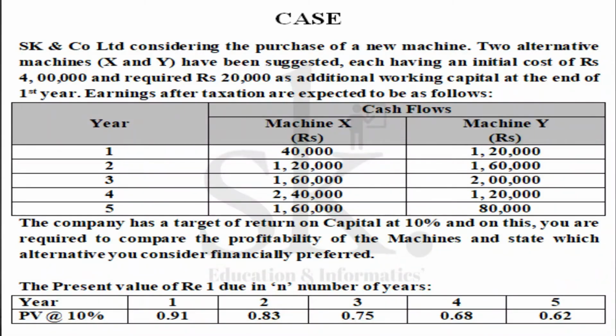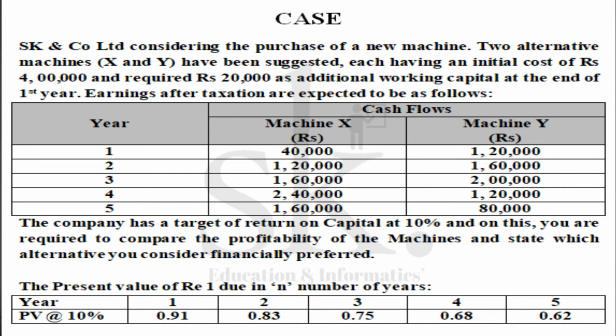Now in this particular problem it says that SK Company Limited is considering the purchase of a new machine. There are two alternatives, machine X and machine Y, each having an initial cost of rupees 4 lakhs. This initial cost means this investment has been done in the 0th year, and they require rupees 20,000 as additional working capital at the end of the first year. They are investing a further amount of rupees 20,000, but the purpose is working capital to run the business. For day-to-day operation they require some money, and that is the reason they have invested rupees 20,000 at the end of the first year.